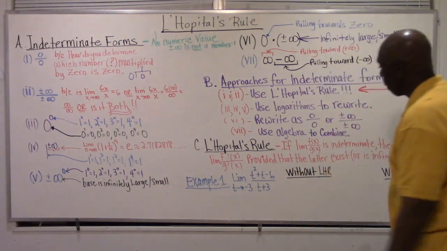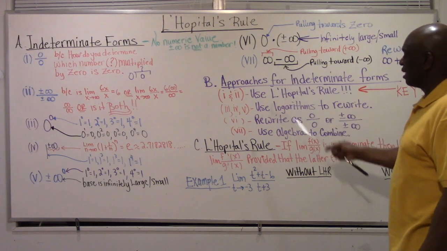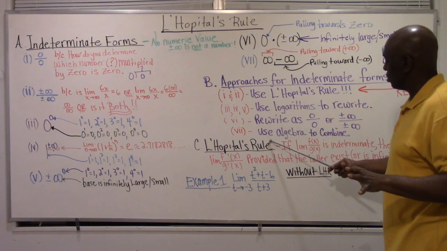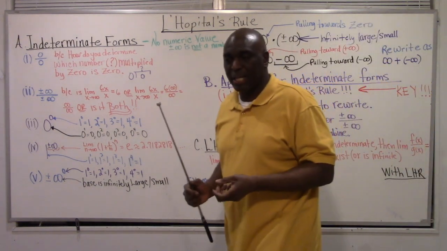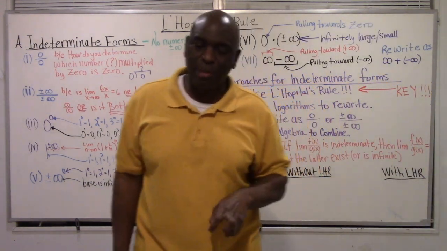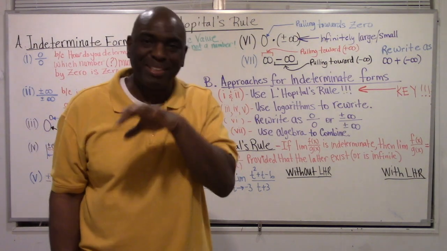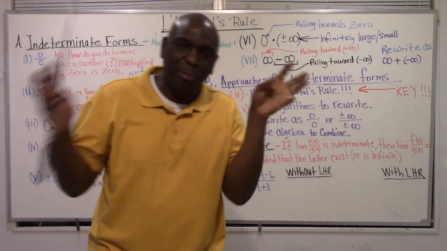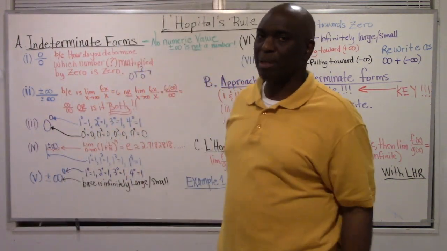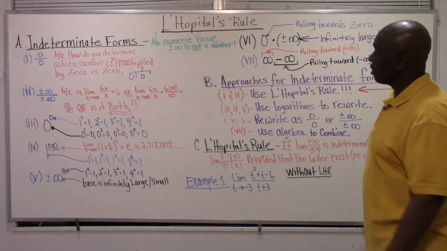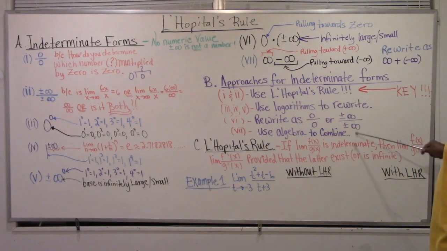All right? And then if we have number 7, this indeterminate form here, that's just a matter of using basic algebra to combine. In particular, we may have to recall how to determine least common denominators to combine two fractions, things like that, in order to work on those problems. All right, so there you go. Those are indeterminate forms. This is our approach to indeterminate forms.